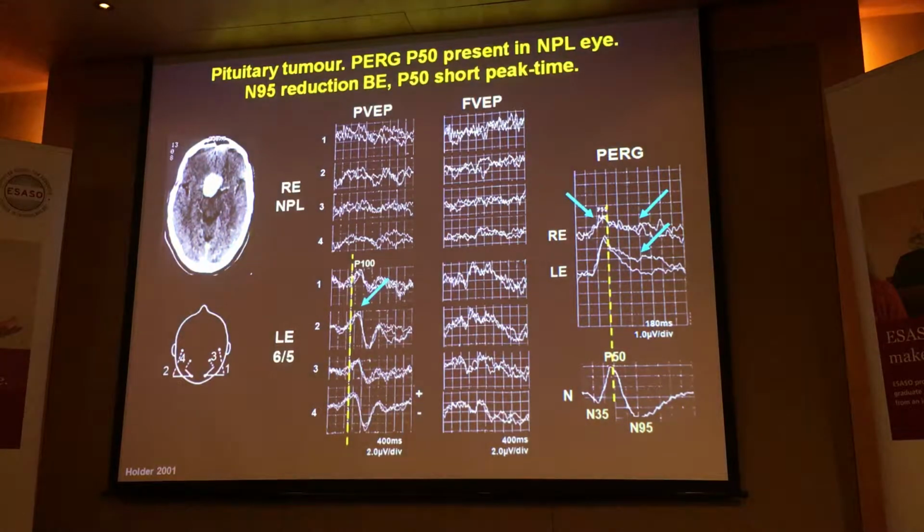And this is another example of that. This is a patient with a large pituitary tumour, no detectable pattern VEP, no detectable flash VEP, delayed VEP on the other side, loss of N95 on the left, some P50 involvement on the right. But now look at that shape. We know that shape is important. When we look at the shape here, comes up sharply, tails off. Remember the shape, and note that P50 is shorter than normal.